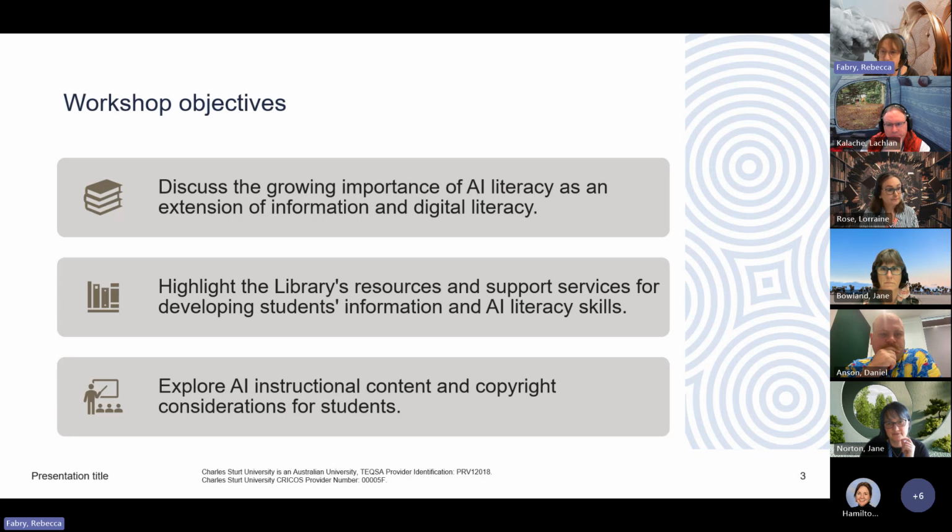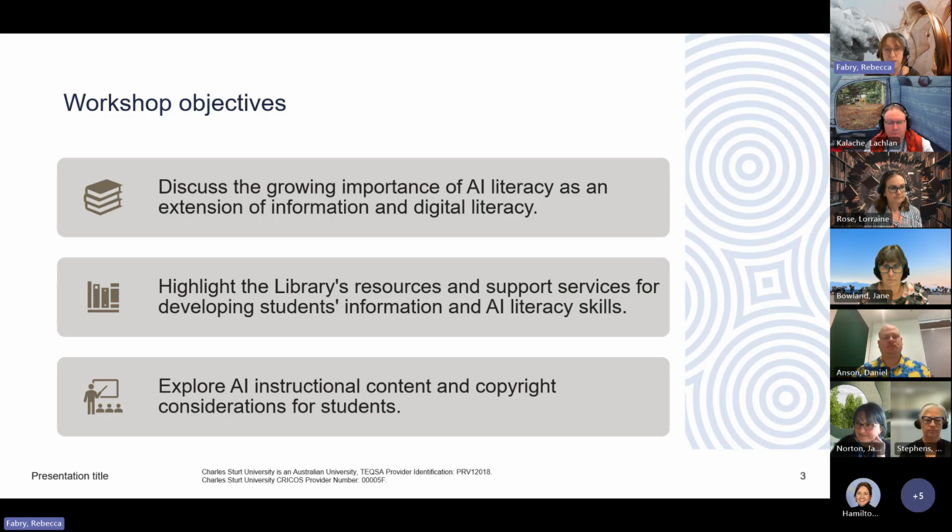So just a quick look at what we're going to do in today's workshop. We're going to first quickly look at the growing importance of AI literacy and discuss how we see AI literacy as an extension of information and digital literacy. We'll highlight the library's resources and support services for developing both students' information and AI literacy skills, and we'll show how these can be accessed and integrated into subject sites as well. We're also going to explore some AI instructional content that the library might include in classes and look at AI use and copyright considerations for students as well. Our presentation will probably only go for 30, 40 minutes today, so there should be plenty of time for questions, but feel free to ask throughout as well. You can pop questions in the chat or turn your microphones on, that's fine.